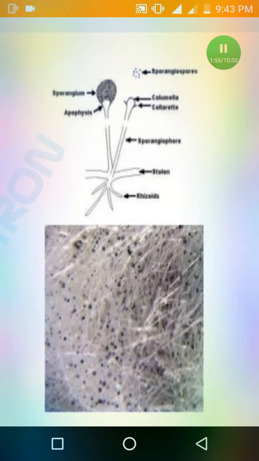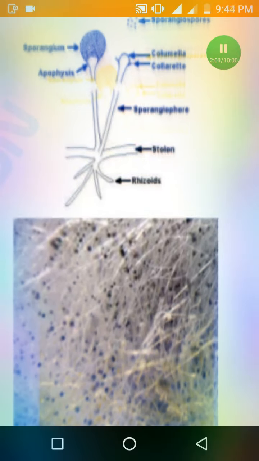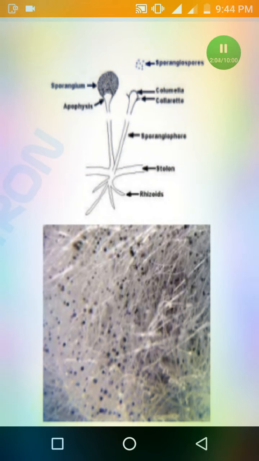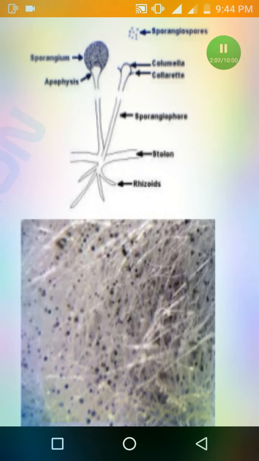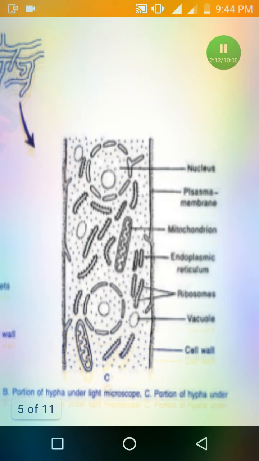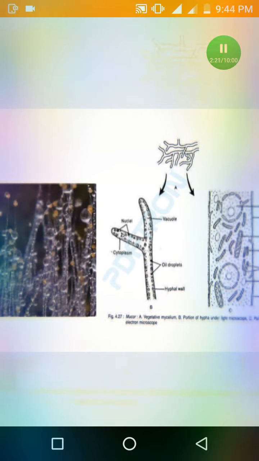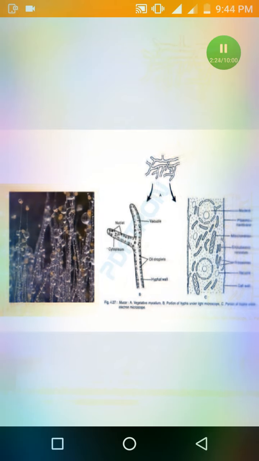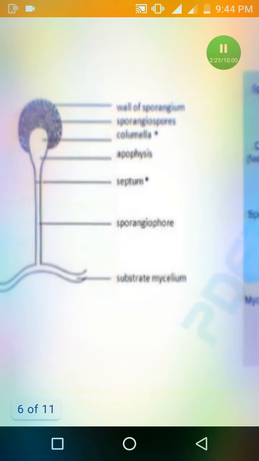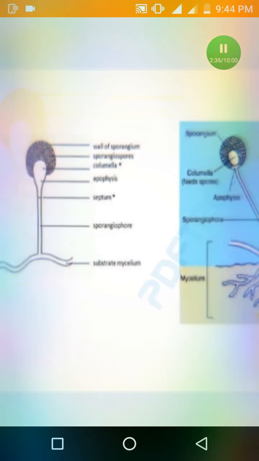You see the structure of Mucor: sporangia, rhizoids, sporangium, sporangiospores, rhizoids, stem. You see this diagram: mitochondria, ribosome, vacuole, cell wall, nucleus. That you see: septum, sporangiophore, substrate mycelium, apophysis, cell wall of sporangium, sporangiospores.